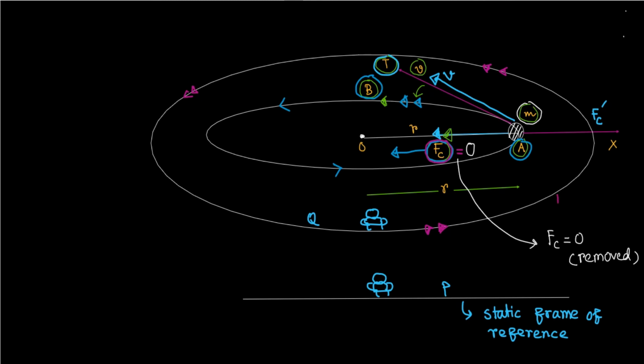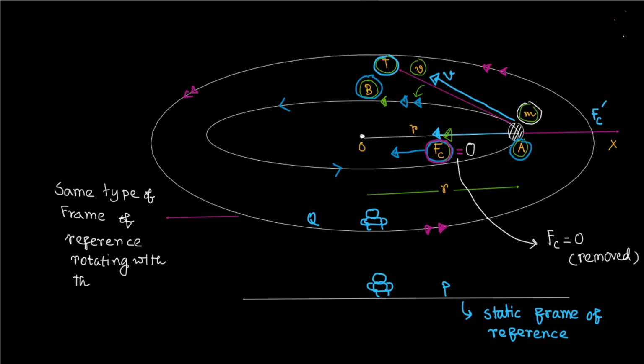And Q is the circular frame of reference which is revolving in the same direction. The frame of reference Q is the same type of frame of reference as that of the body moving in a circular orbit, rotating with the same angular velocity in the same direction as that of the body.